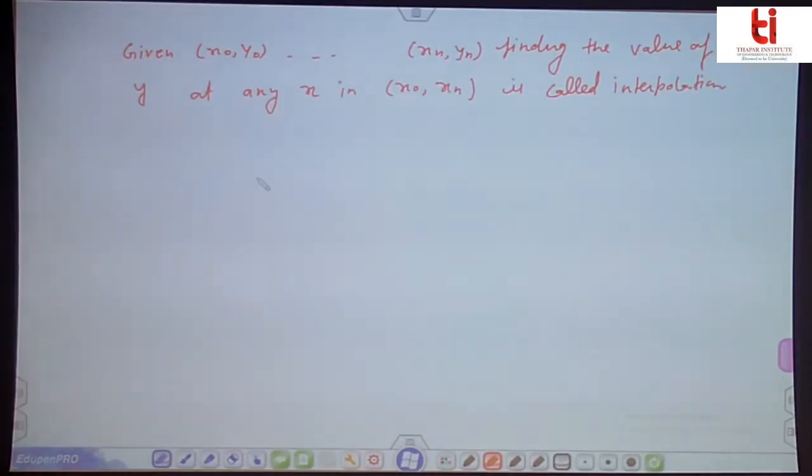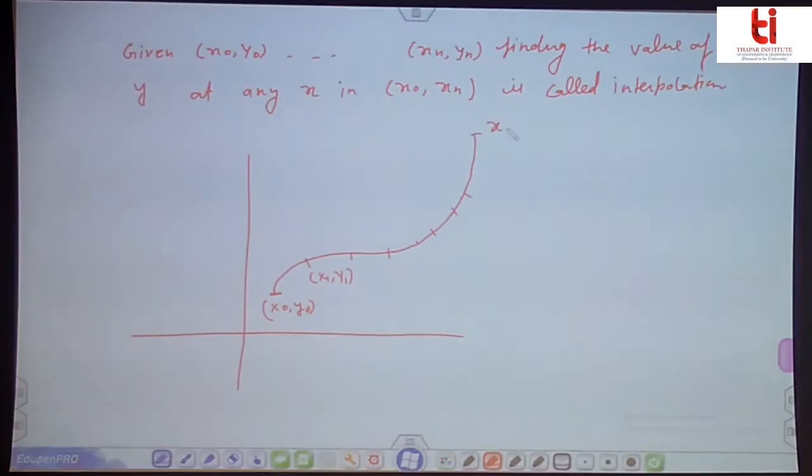Okay, so suppose this is the point (x0, y0), the point is given to you, (x1, y1), this is the point (xn, yn), (xn-1, yn-1). And if we want to compute the value at any point inside, we can use interpolation. So the data points are given at these specific points, and we want to compute the value at any point in between, then we can use interpolation.